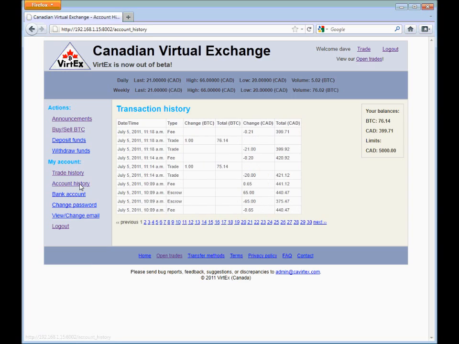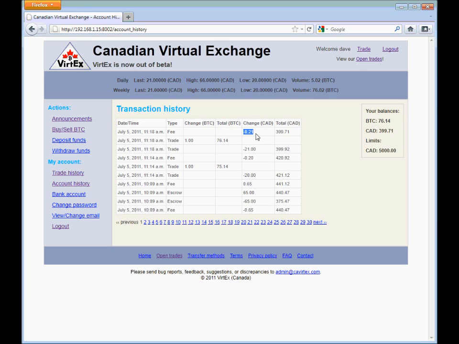Okay? In account history, you'll see there are actually 3 records that are created here, July 5th, 2011, 11:18 a.m. The first one shows a change in my Canadian balance. It shows that I paid $21 for a Bitcoin. The second record up here shows my change in Bitcoin balance. My Bitcoins went up by 1 to give me a total of 76.14. The last record shows the fee that I paid.